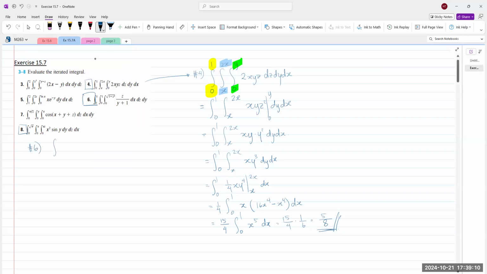Number 6, integral from 0 to 1, integral from 0 to 1 again, integral from 0 to square root of 1 minus z squared, z over y plus 1 dx dz dy. So integrate with respect to x, but the integrand has no x. That will just be the length of the interval.